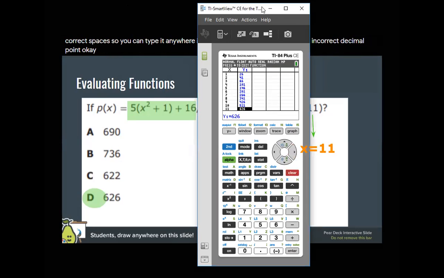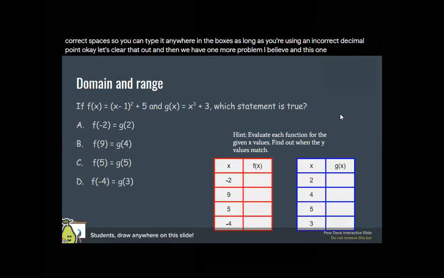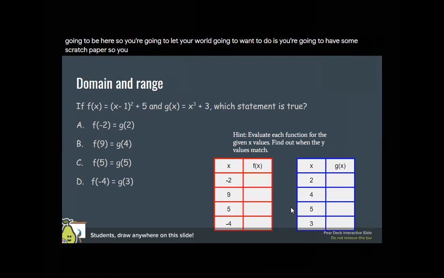Let's clear that out. And then we have one more problem, I believe. And this is going to be the hardest kind of problem that you see on your test. When you see this on your test, this part's not going to be here. So you're going to want to have some scratch paper so you can go ahead and fill something out and do it in the same process that I'm doing it.